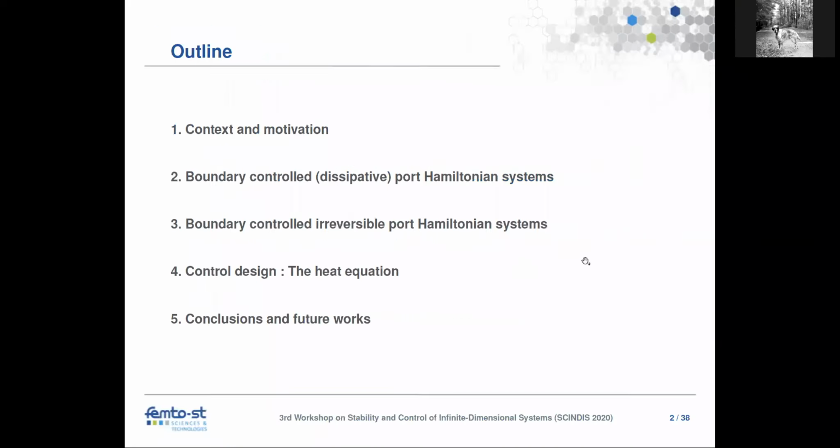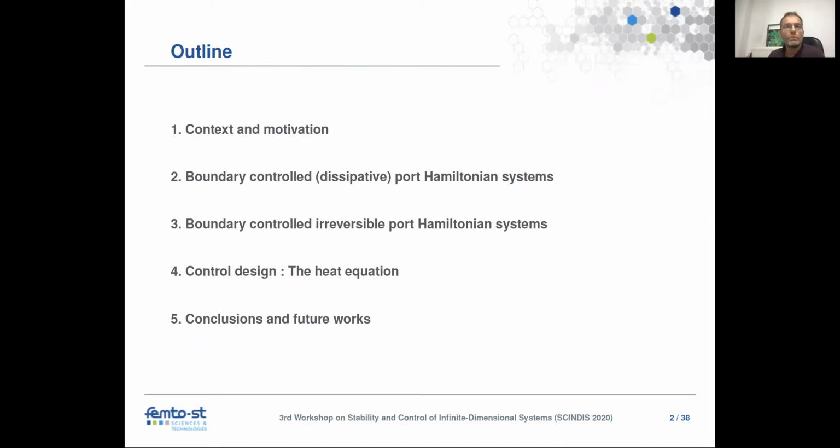So the outline of my presentation is the following. I'm going to start with a few words of context and motivation. Then I will give a short summary on boundary control port Hamiltonian systems, and we'll try to explain why it is not able to cope with irreversible thermodynamic systems and why we need a new formulation in order to cope with the first and second law of thermodynamics.